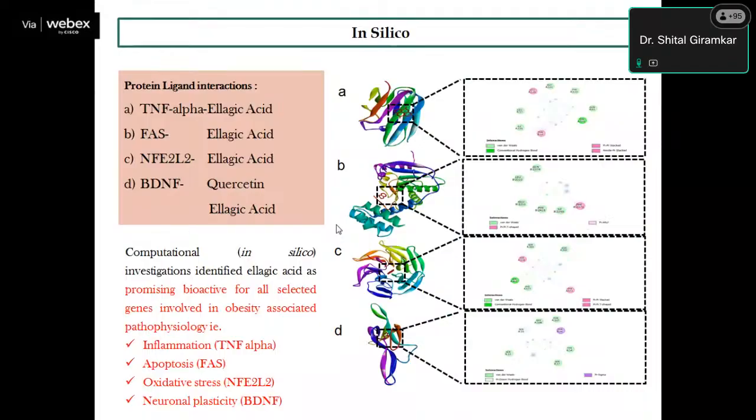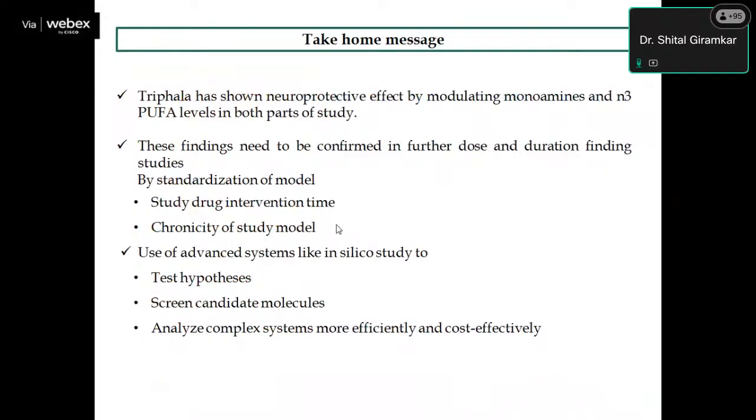So to conclude, what is the take-home message? Triphala has shown a neuroprotective effect by modulating monoamines and N3-PUFA levels in both parts of the studies. These findings need to be confirmed in further dose and duration finding studies, like by standardizing the model and the drug intervention, where we have increased the dose and duration of Triphala. Then the chronicity of the study model also needs to be standardized.